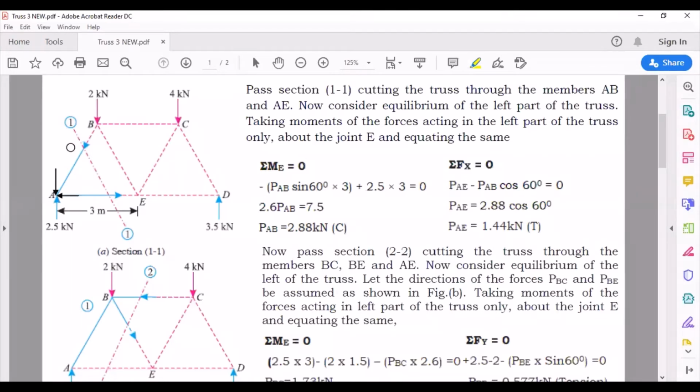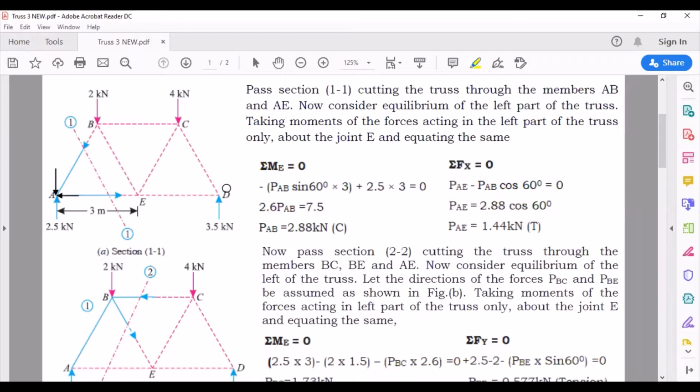So if you see the diagram, you can understand that to the left of your section there are fewer forces, thereby we'll consider the left section. So that is what is being written here. Cut section 1-1, which is cutting the truss through the members AB and AE. Now consider equilibrium of the left part of the truss. Next, I'm going to apply the equations in order to calculate the member forces.